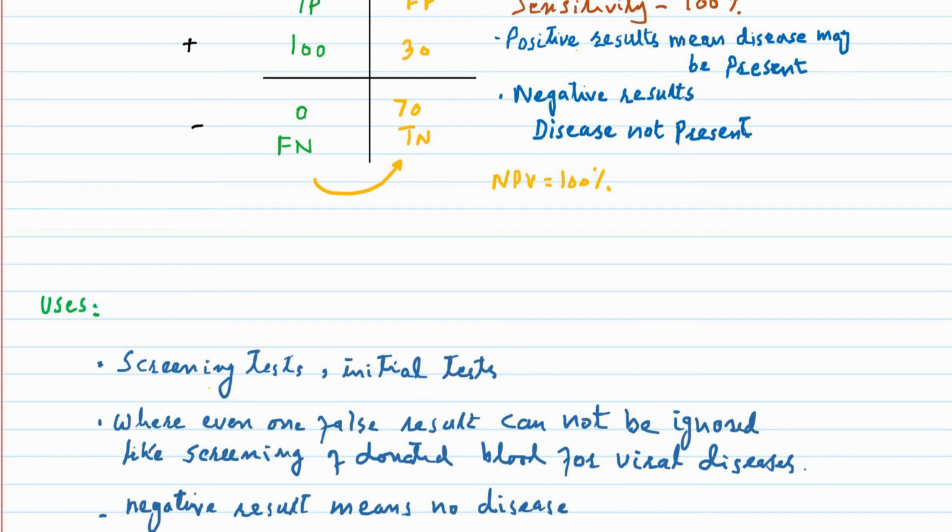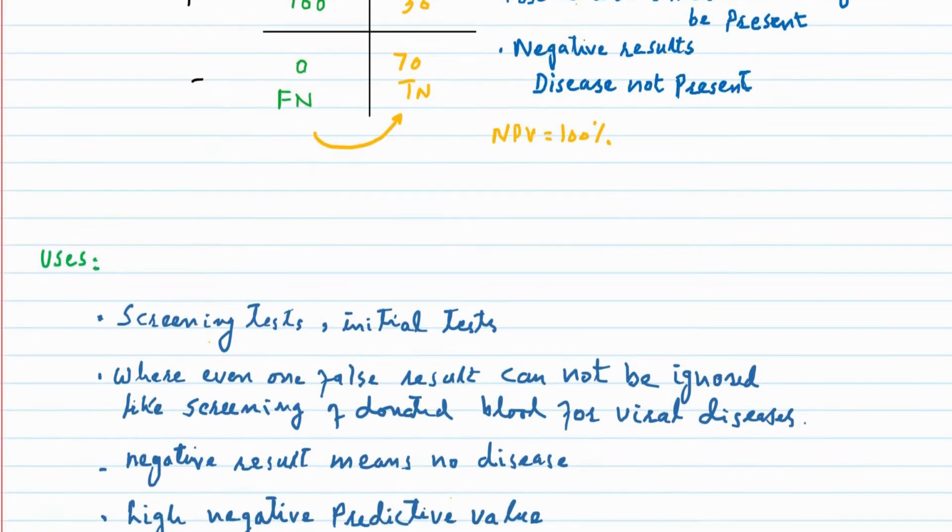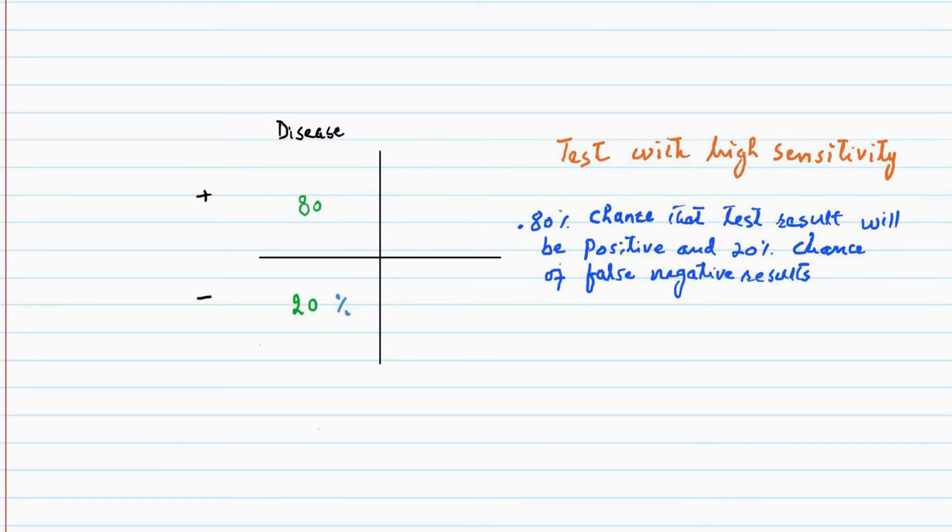We also perform such tests where even a single false negative result can have serious consequences, like screening of donated blood for presence of viral disease. Even a single false negative result will risk the transmission of virus to the recipient. We can see as the sensitivity of a test reduces, there will be some false negative results, and this will result in low negative predictive value.